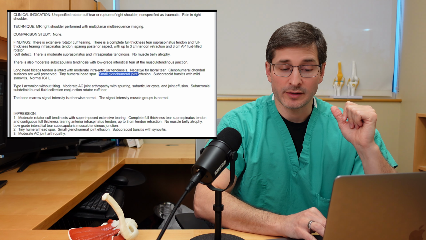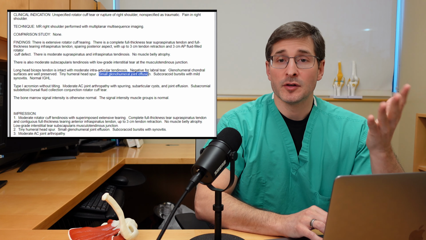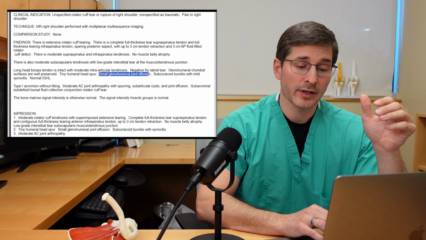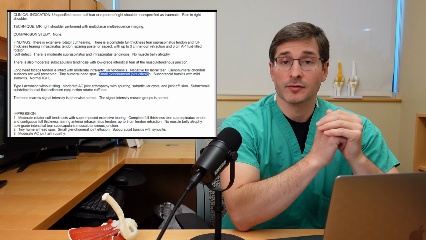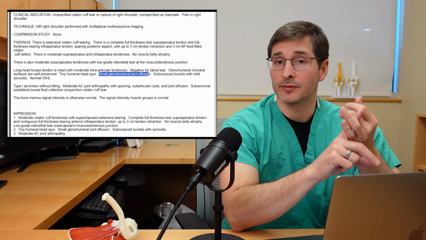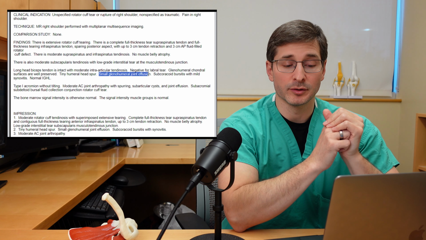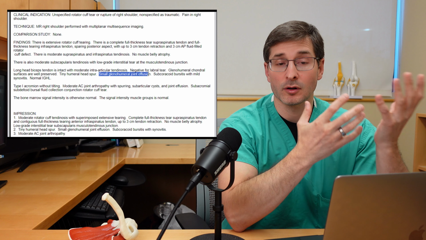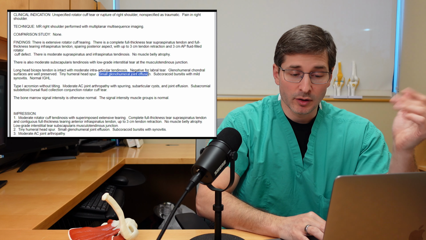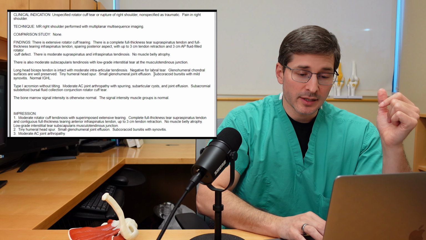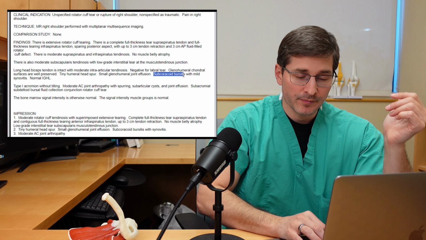Small glenohumeral joint effusion. An effusion refers to fluid inside the joint. That can be caused from different reasons. It can be from trauma, inflammation, anything that can cause a fluid buildup. We'll call an effusion. They see a small joint effusion, and then they see subcoracoid bursitis.